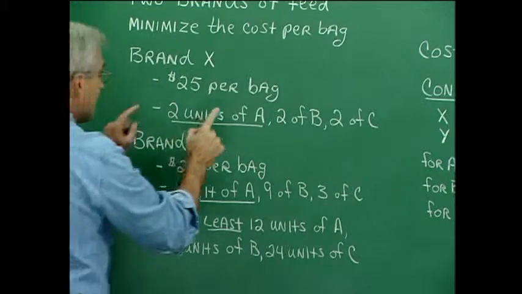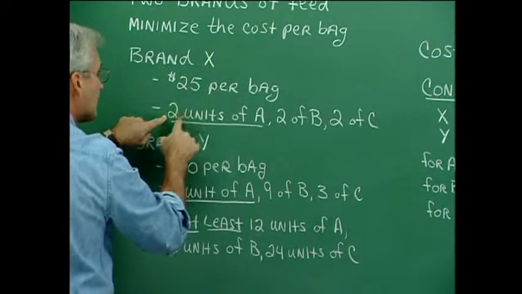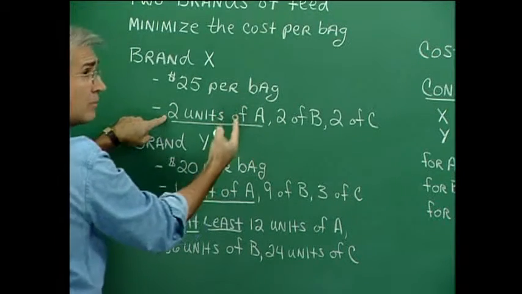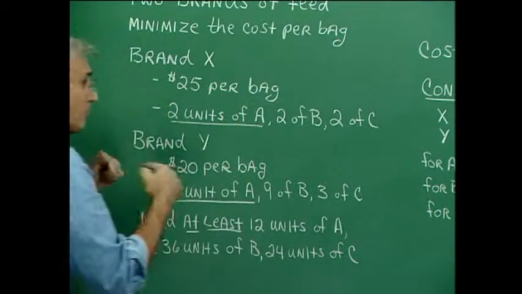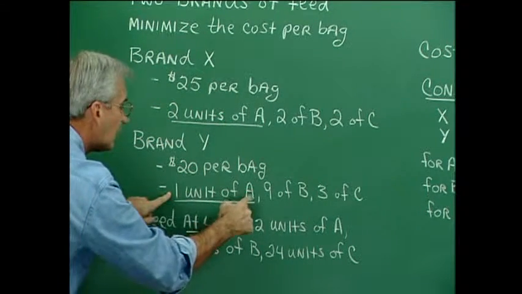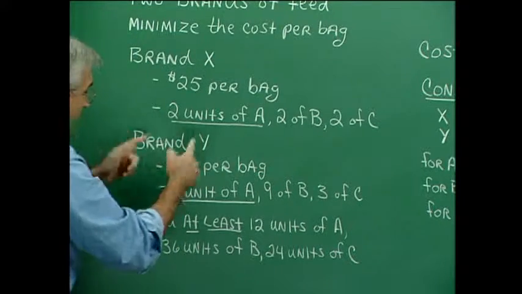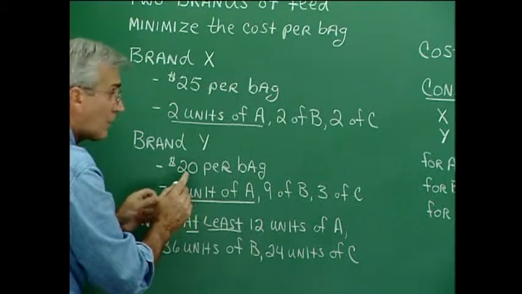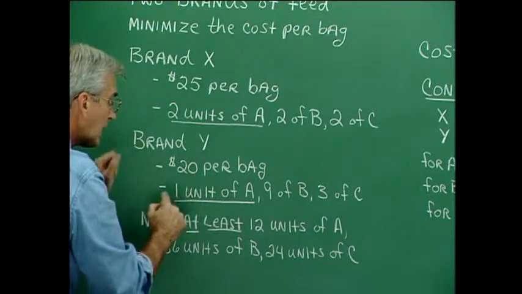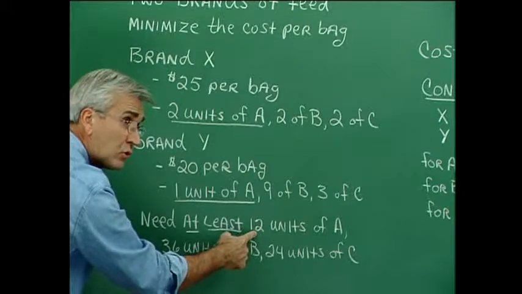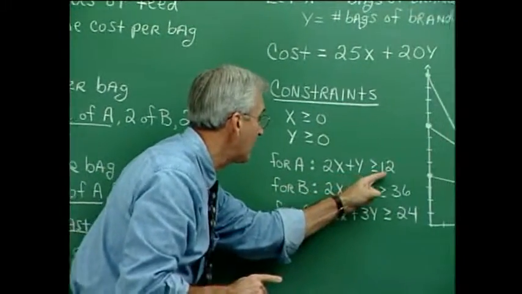Well, if every bag provides 2 units, then 2X would be the number of units of A supplied by brand X. You see, so 2X. And then 1 unit of A is supplied by every bag of brand Y, so it'd be plus 1Y. So it's 2X plus 1Y. 2X plus Y needs to be greater than or equal to 12. So we write that over here: 2X plus Y is greater than or equal to 12.